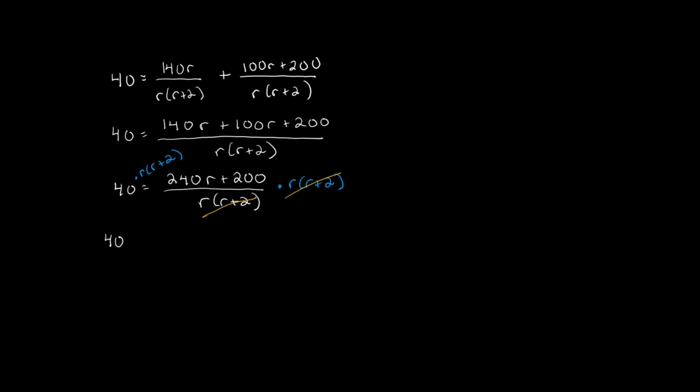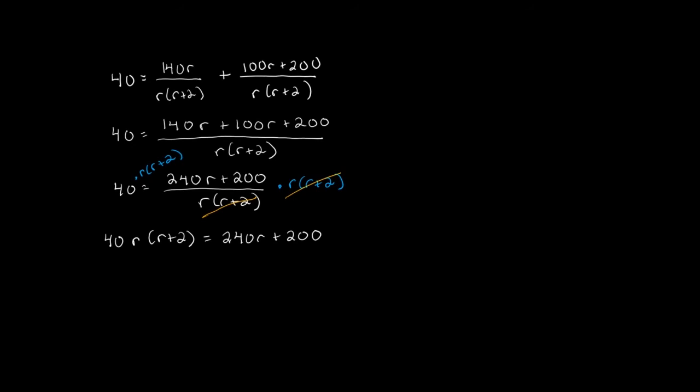So I have 40R times R plus 2 equals 240R plus 200. So I multiply both sides, and it eliminates that fraction. Now on the left, I need to distribute here, and I'm going to end up with a quadratic.